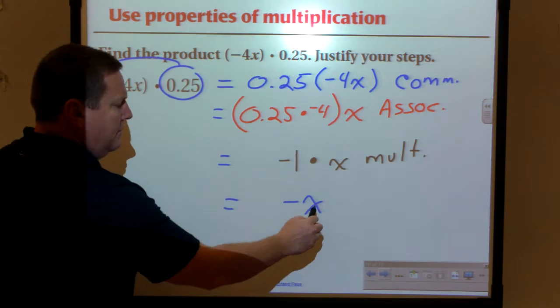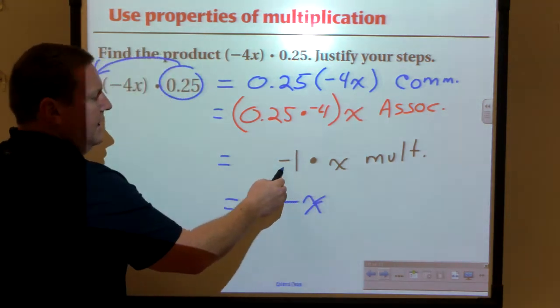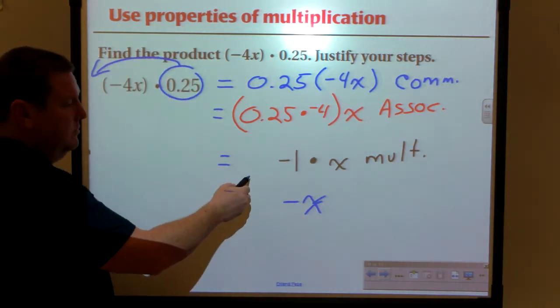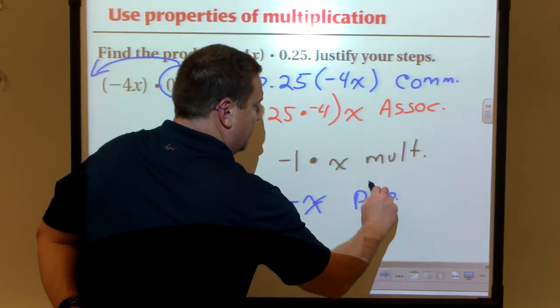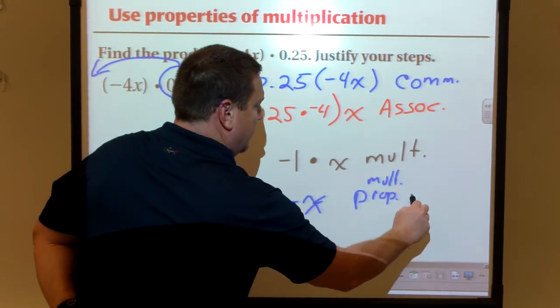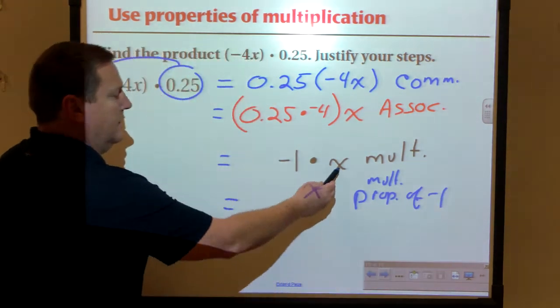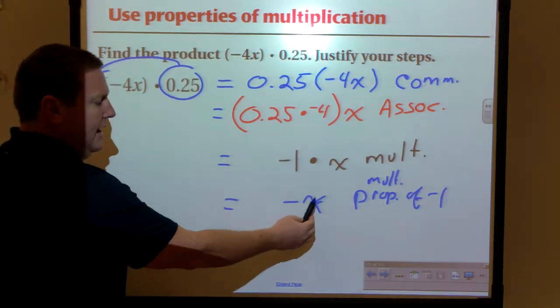And the reason for that one is the multiplication property of -1. So anything times -1 will always equal the opposite of that number.